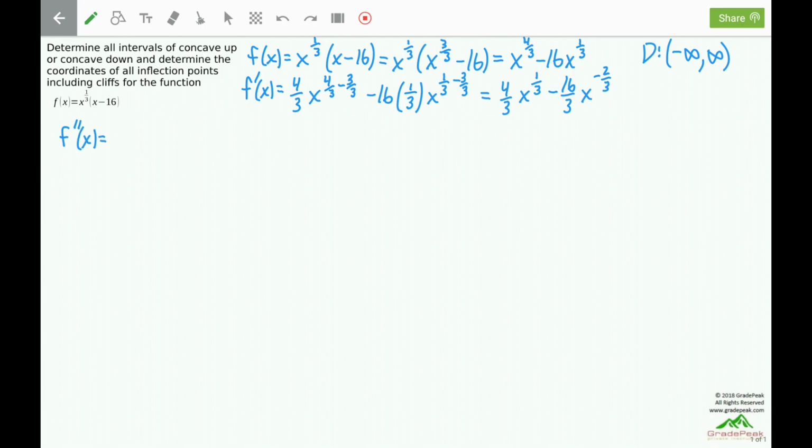The first term is a power rule. We have a 4/3. The 1/3 power can move down to multiply with the 4/3. We'll subtract 1 from the power. I will call it 3/3. And then we have a minus 16/3. The second term is also a power rule. Bring the power down. It's a negative 2/3. X to the, subtract 1 from the power.